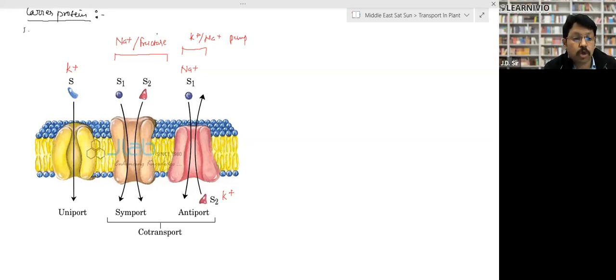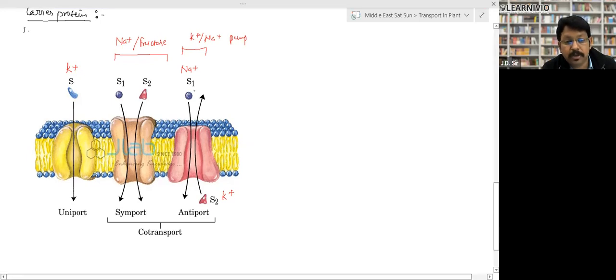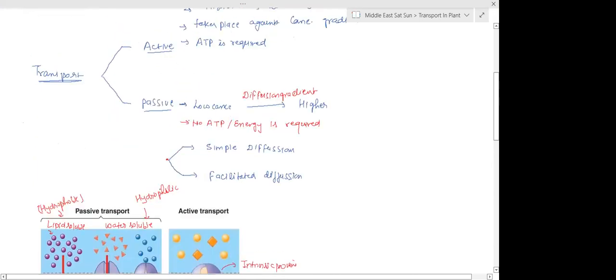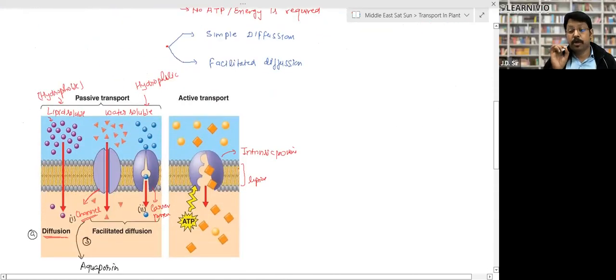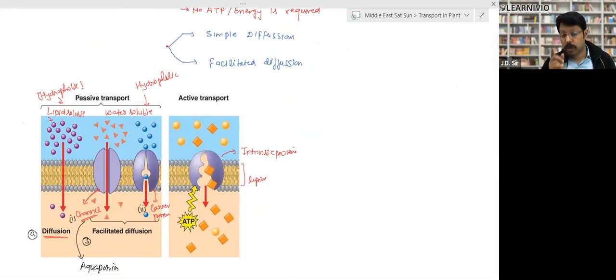Next is, so this was all about the passive transport. Let me know, is it clear or not? Please tell me. Yes, sir. 100% clear? This is a very important part, and the second one is the water potential concept. These two things are very important, right? So if you say yes, sir, then I believe you.